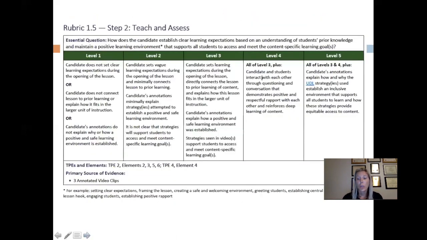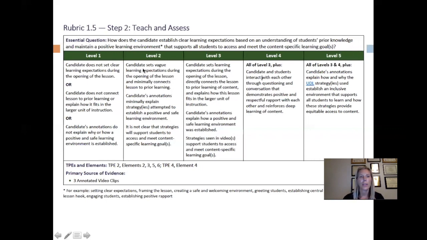Now, there are 2 rubrics attached to step 2 of cycle 1. This first one, rubric 1.5, as we know, receiving a level 2 meets the standard in order to pass for CalTPA. But of course, we want to get to a level 4. So we'll look at the level 2 language, and then we'll also talk about the level 4 language.